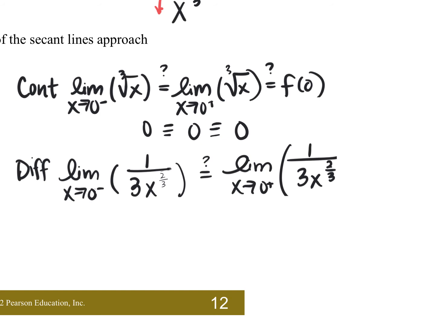So now we've got 1/3 times 0 plus. Because remember, a negative times a negative is a positive. Yeah, 0 minus is a negative number. So what kind of infinity do we end up with? Positive infinity. The other side is a little clearer because it's already positive. We end up with positive infinity. However, those two positive infinities are not equal to each other.